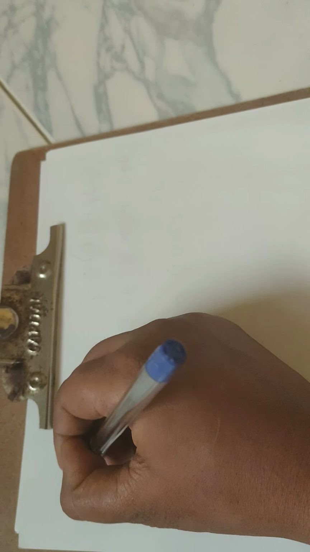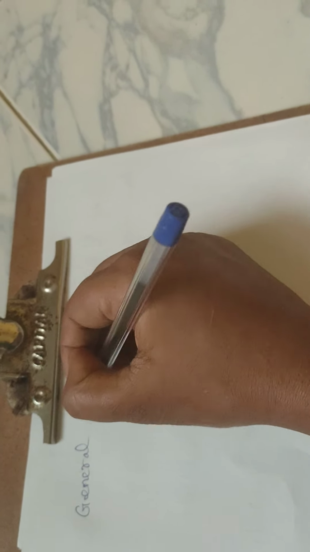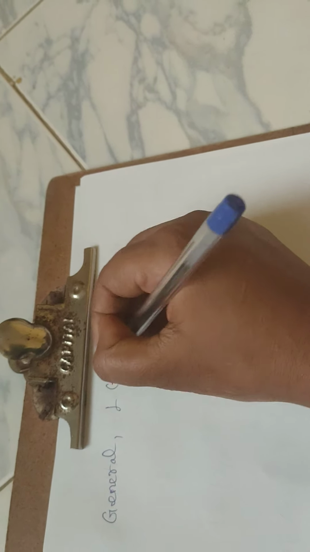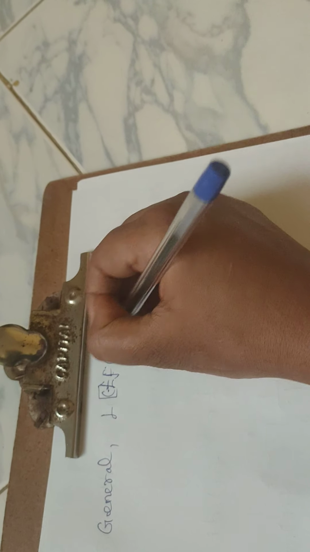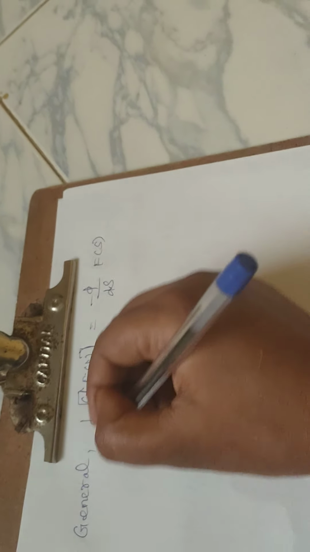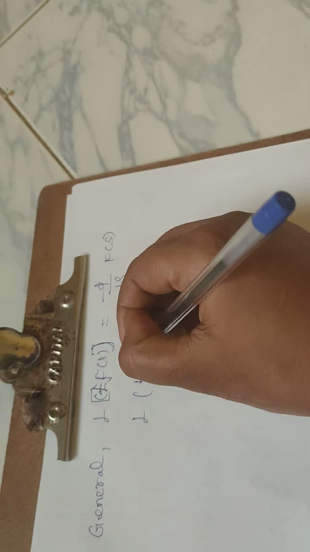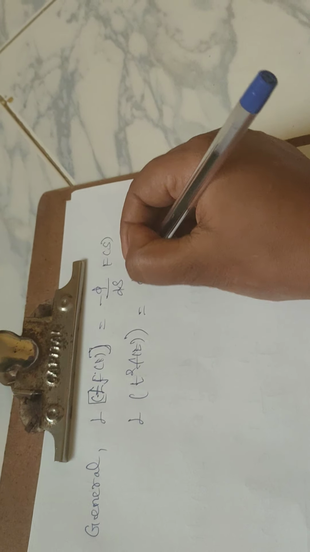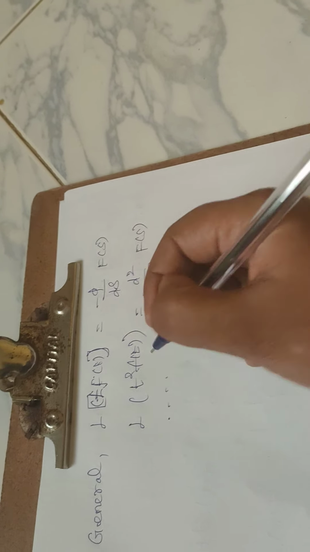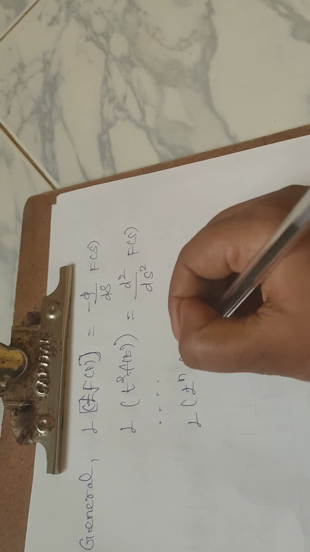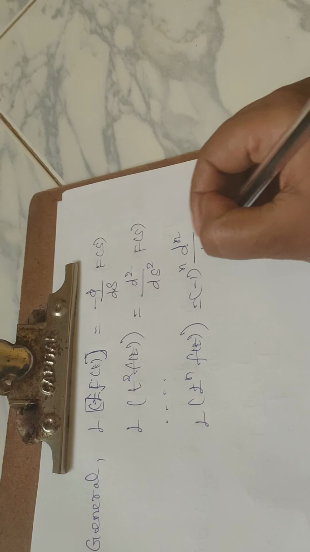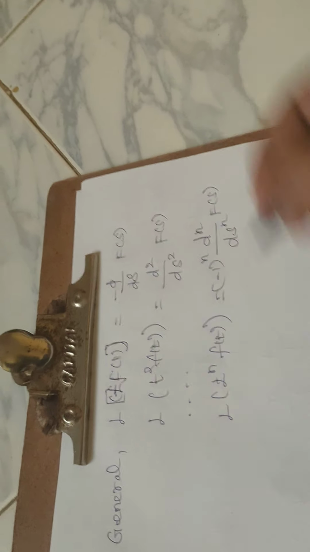So in general, the first result we discussed is L of t into f of t equals minus d by ds of f of s. And the second one, L of t square f of t, is d square by ds square of f of s, and so on. L of t power n f of t is minus 1 whole power n, d power n by ds power n of f of s.